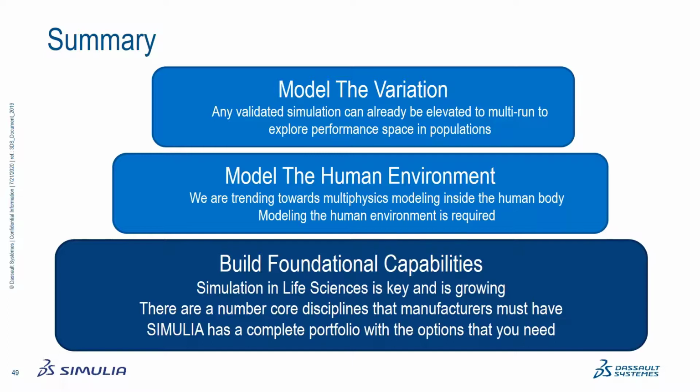And we have a portfolio with the options that are required. Secondly, the human environment needs to be modeled. That is where the loads and boundary conditions of realistic simulation come from. And it's what leads us on the path to in silico clinical trials. We are trending towards multi-physics modeling inside the human body, and modeling the human environment is, as I say, required. And then model the variation. Any validated simulation can already be elevated to multi-run to explore performance space in populations.